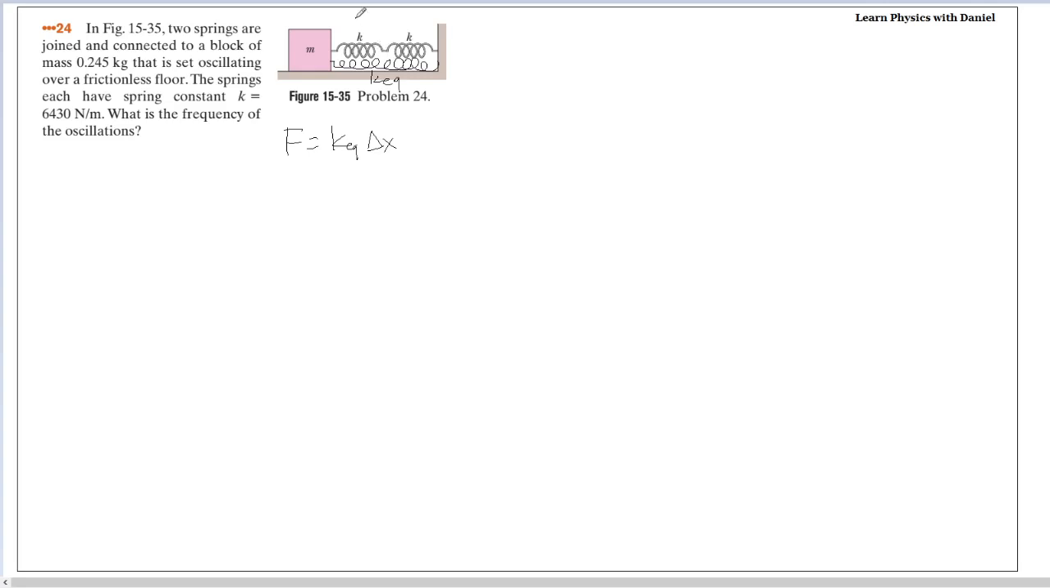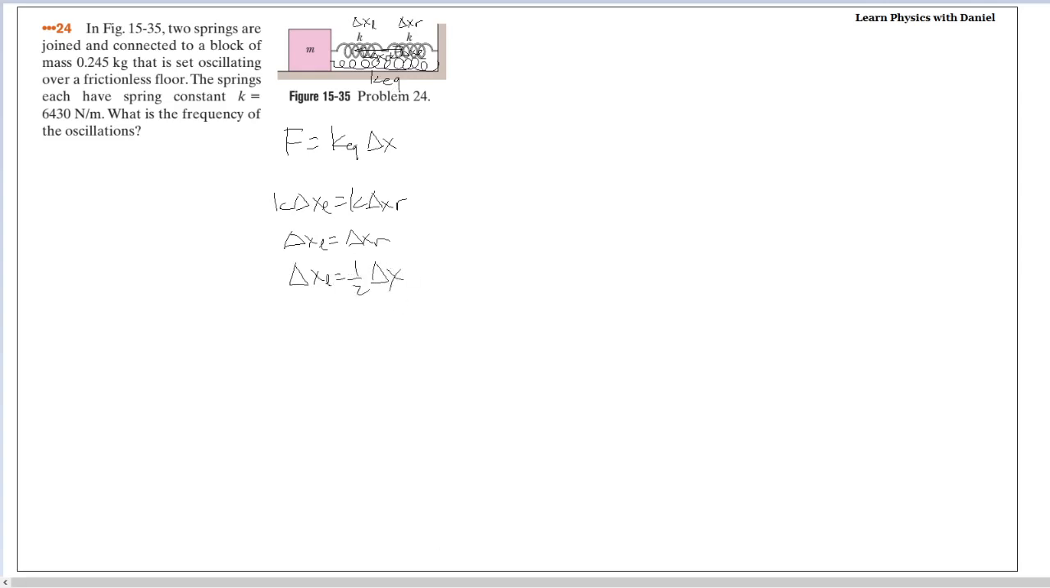So let's say that this spring compresses a distance delta xl and this one a distance delta xr. So we see that this spring must exert a force of K delta xl, and this spring exerts a force of K delta xr. And by Newton's third law, these are equal. So we find that delta xl equals delta xr. Essentially, both of these combined make delta x. So we have that delta xl equals half delta x.